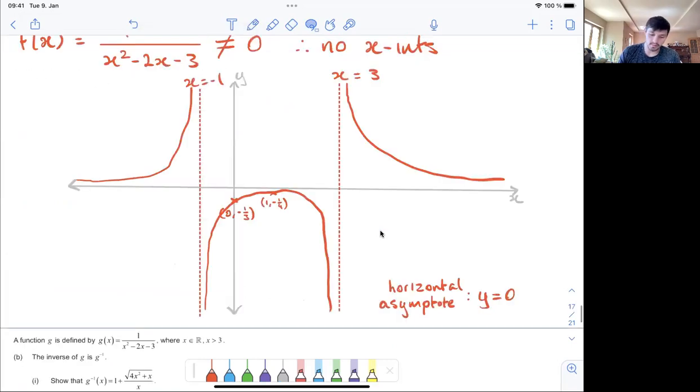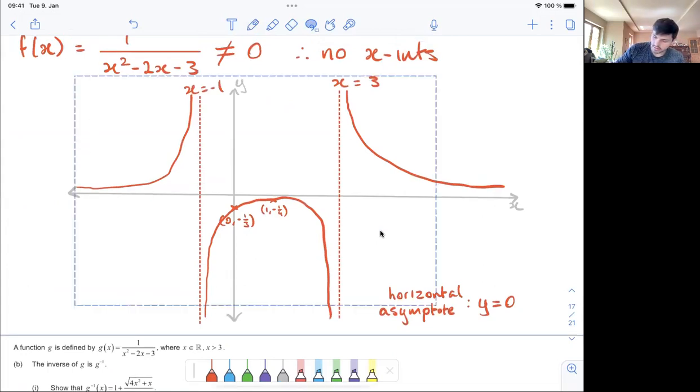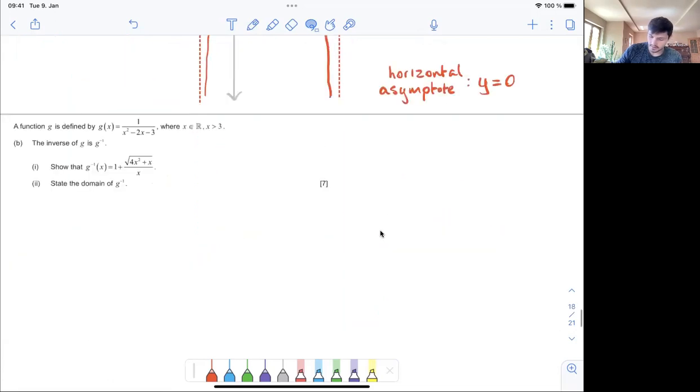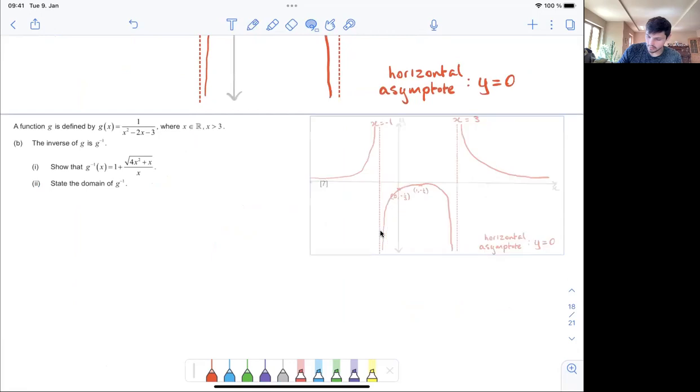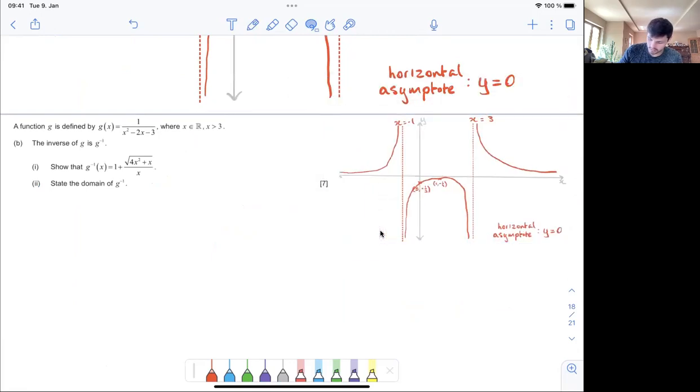And so if we go back up to our graph and copy this down, let's visualize the bit that we're going to be working with. The bit of the graph that we need to consider is essentially just this bit here, the part that is greater than 3.